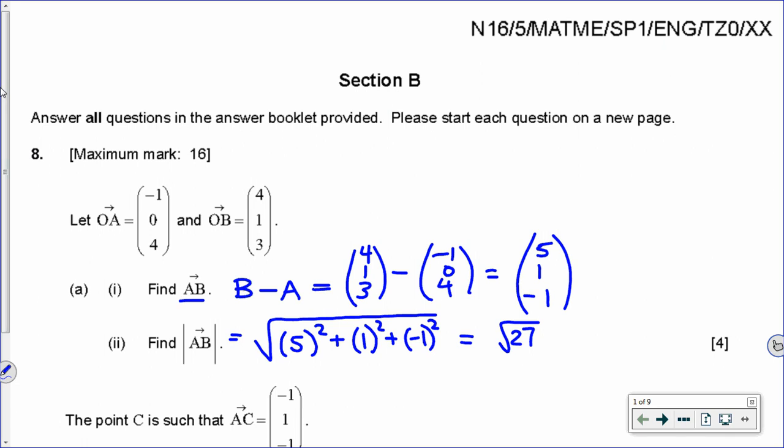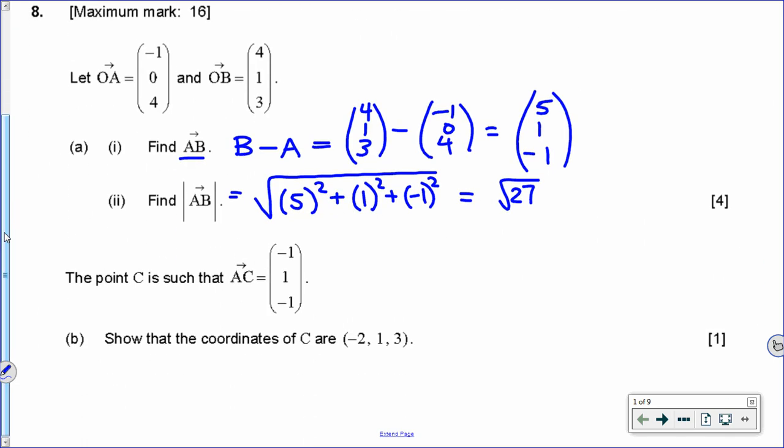And then they tell us there is a point C, but they don't give us the coordinates. They ask us to show that the coordinates of point C would be (-2, 1, 3), if the vector from A to C is (-1, 1, -1). So it's helpful to think here that if you start from point A and you add the vector AC, you're starting from A and you're traveling to C, so you should end up at point C.